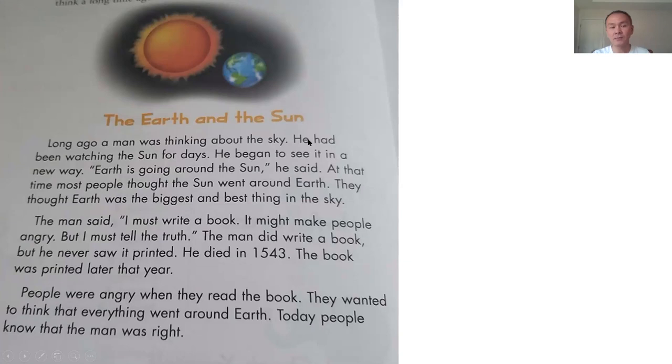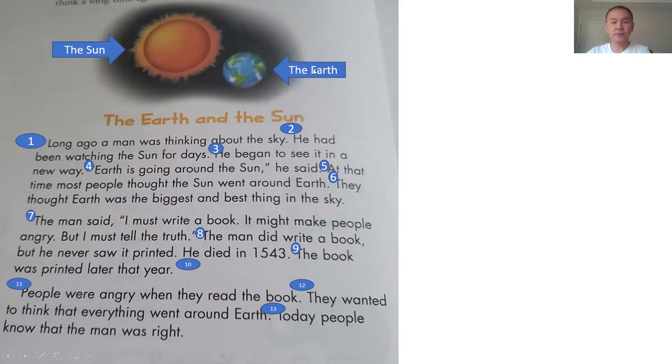Okay. So he had been watching the sun. This is the sun. So you see here? As you can see here, this is the sun. This is the sun. And this is the earth. As you can see in sentence one, a man, then it changed to he, the sun.